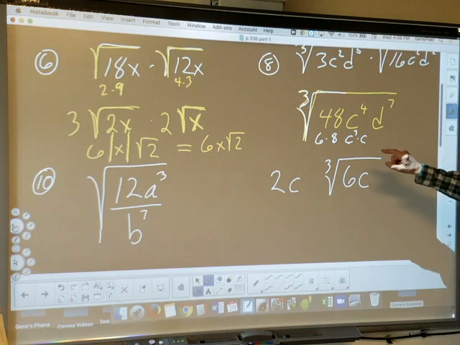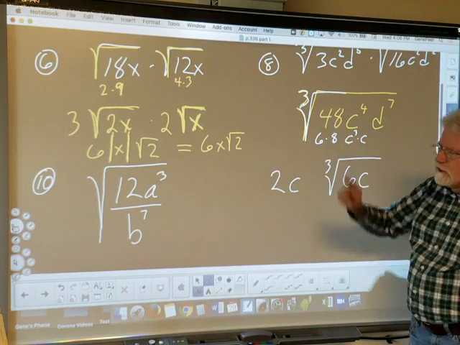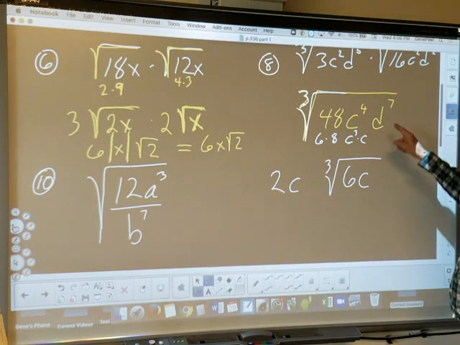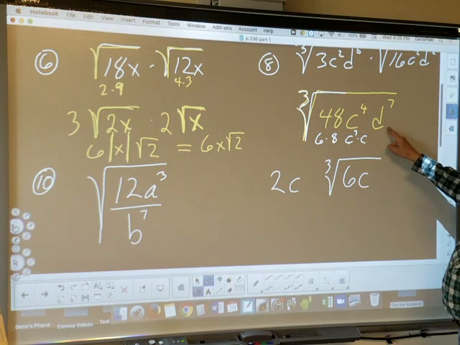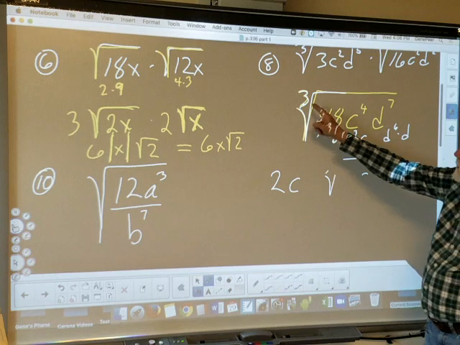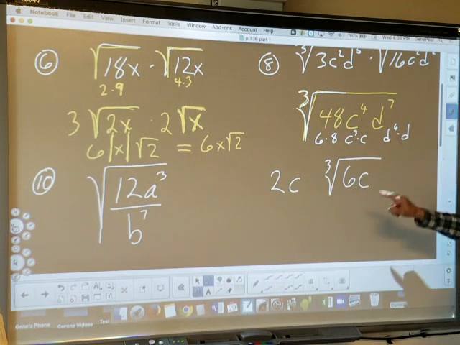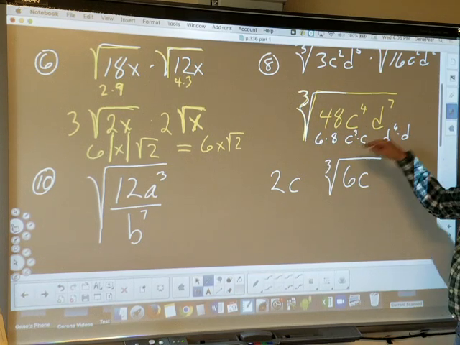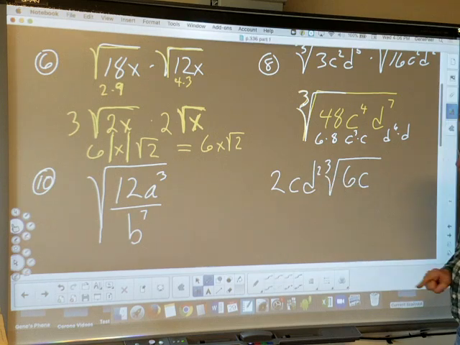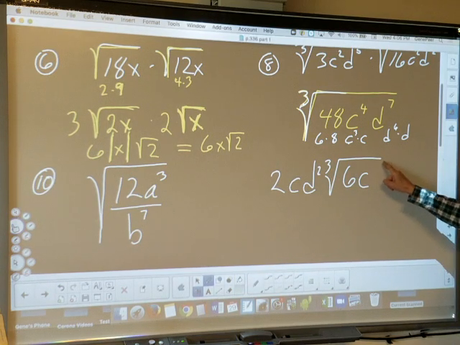Then D to the 7th. I can take out any multiples of 3. In other words, I can think of that D to the 7th as being D to the 6th times D, because I know the cubed root of D to the 6th is D squared. Pa-ching! D squared. What am I left with inside? That poor D that can't come out.